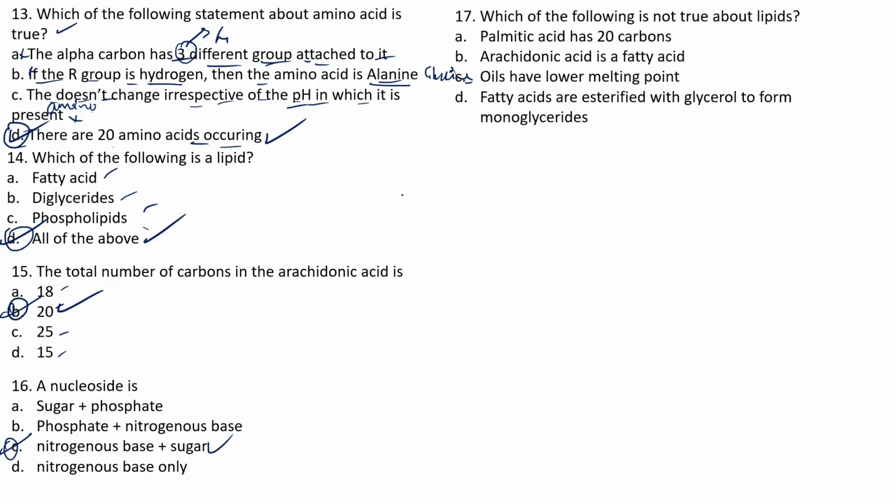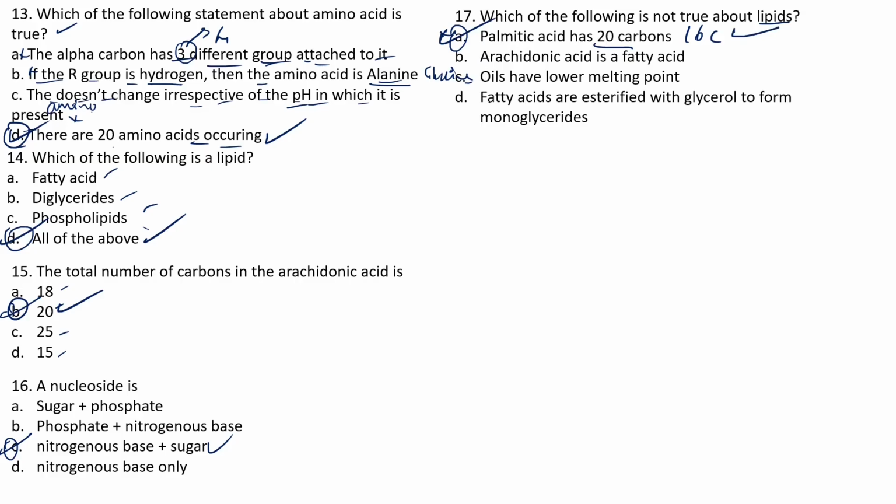The next question, which of the following is not true about lipids? Palmitic acid has 20 carbons. Exactly, it is not having 20 carbons, it actually has 16 carbons, right? So you can see that A, the first option itself, is not true. So hence A is going to be our right answer.